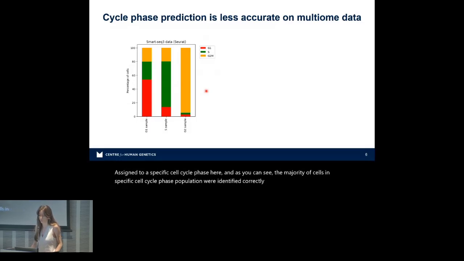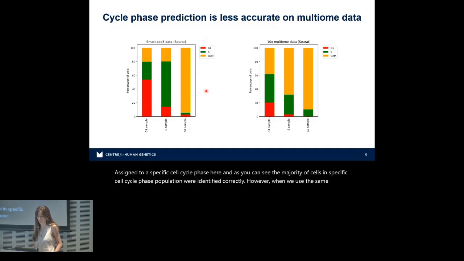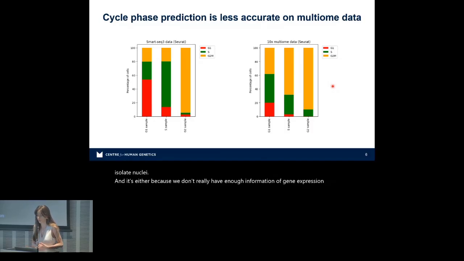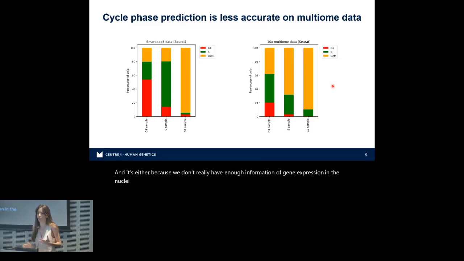However, when we use the same tool to predict cell cycle phase from 10x multiome data, the accuracy was a bit lower, and this might be because of the nature of the multiome sequencing, when you isolate nuclei. And it's either because we don't really have enough information of gene expression in the nuclei, or the gene expression dynamics is actually slightly different in nuclei compared to whole cells.